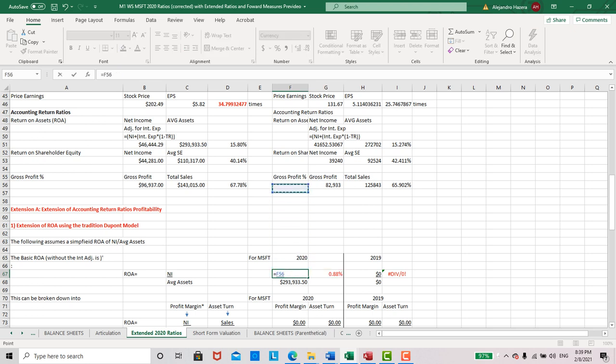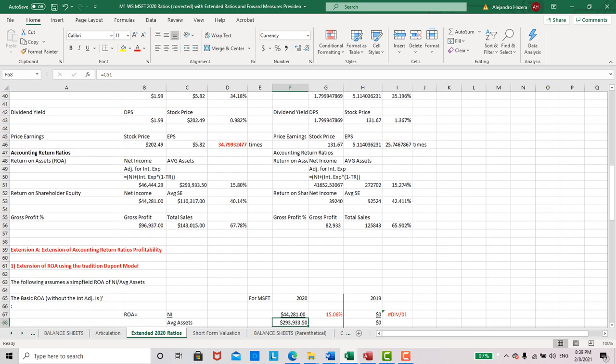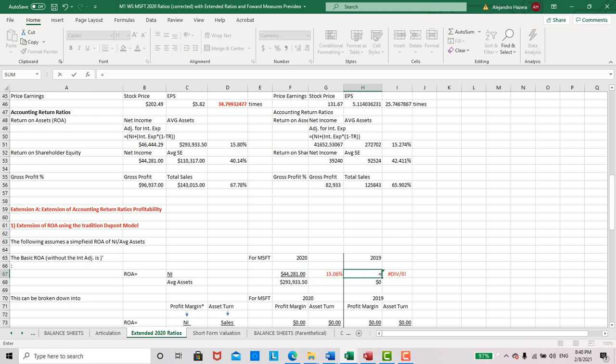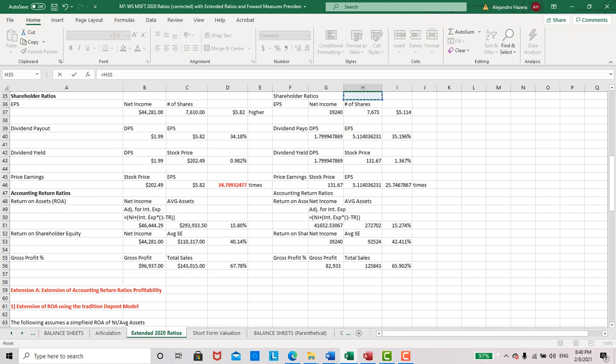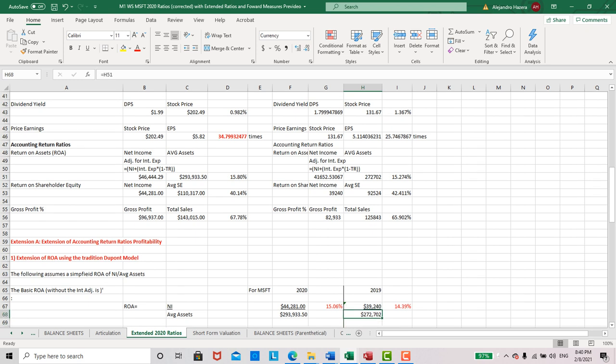Let's get that net income right. The net income, sorry for pausing there. Okay, so basic return on assets without considering the adjustment for interest expense was 15% in 2020. For 2019, I'll pull net income from earnings per share, and I'll pull average total assets from the return on assets. So your basic return on assets was 15.06% for 2020 and 14.39% for 2019.